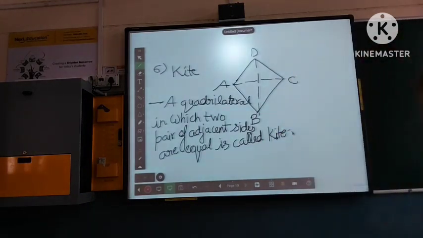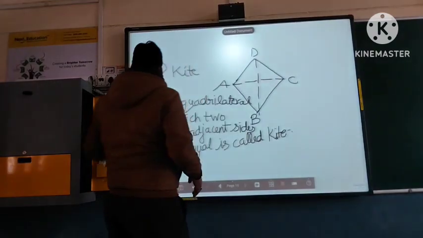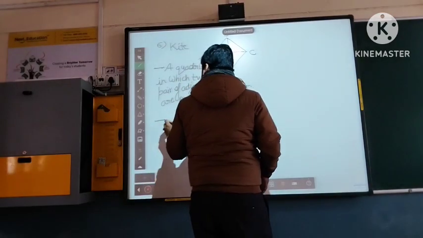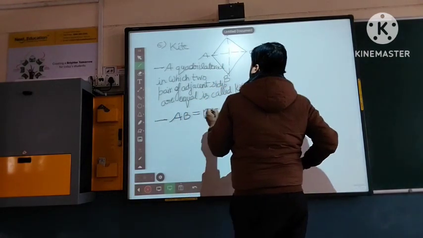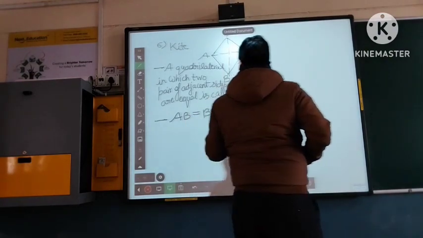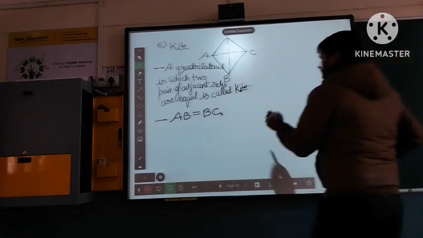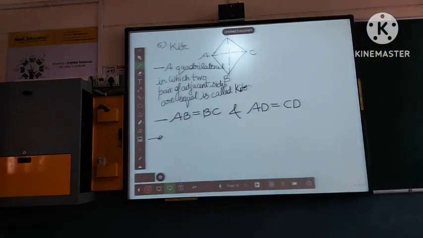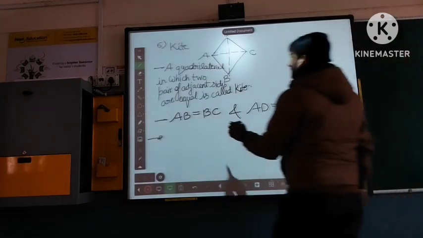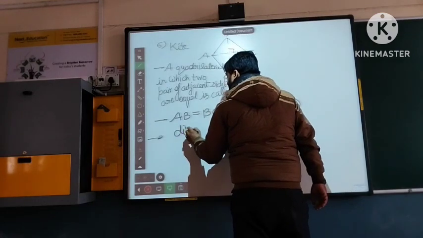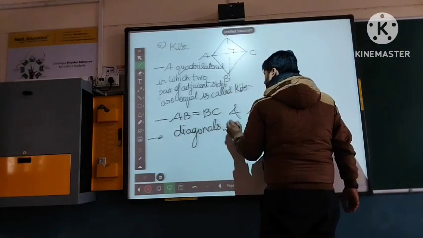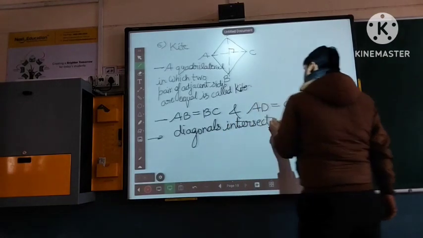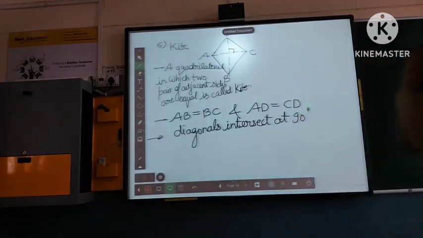It's called a kite. Then what can we say? More properties are there. First property is AB equals BC, obviously. As we said, adjacent sides are equal. So AB equals BC and AD equals CD. Next property is, see, I've drawn the 90 degree. Diagonals of a kite intersect at right angles. This was true for square and rhombus and also kite. So diagonals intersect at 90 degrees.